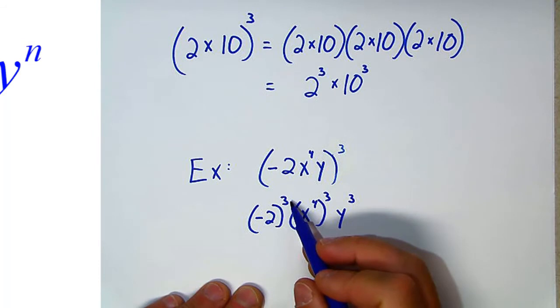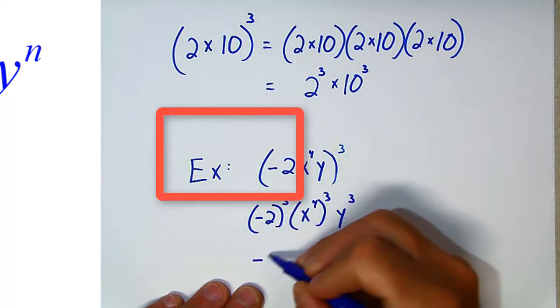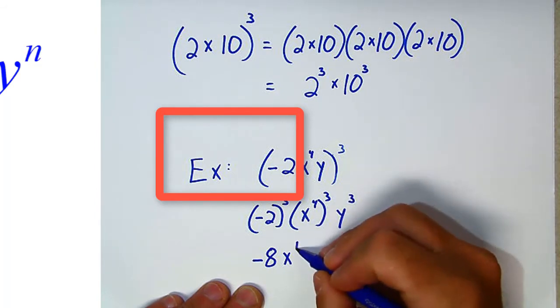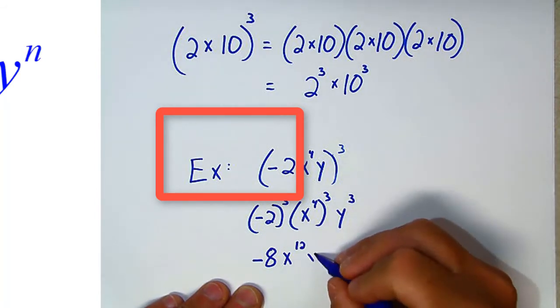Negative 2 to the third is negative 2 times negative 2 times negative 2, that's negative 8. X to the fourth to the third, as we saw just a minute ago, is that product. That's x to the 12th, and y to the third.